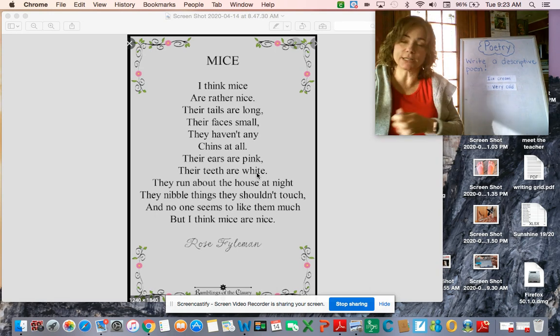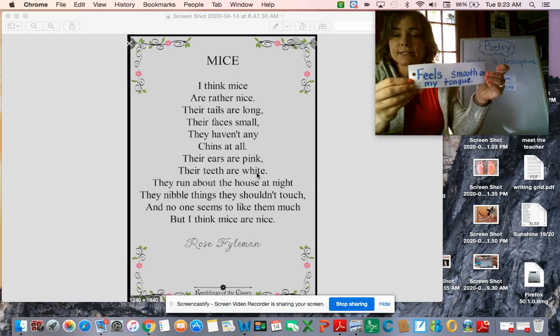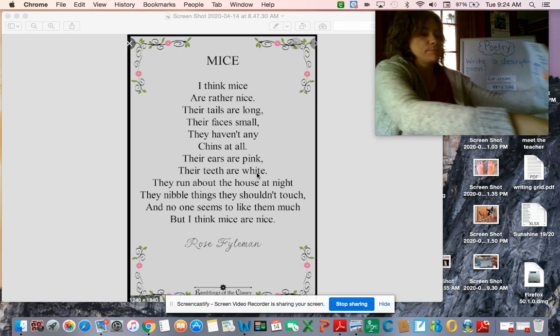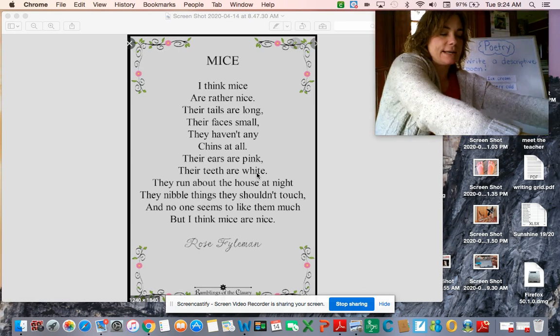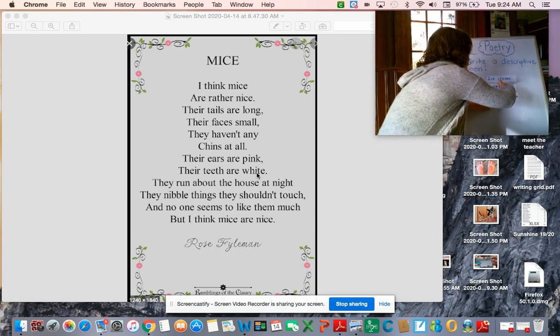All right. So on another strip of paper, I wrote my next part of my poem. I'm going to go ahead and tape that right up there.